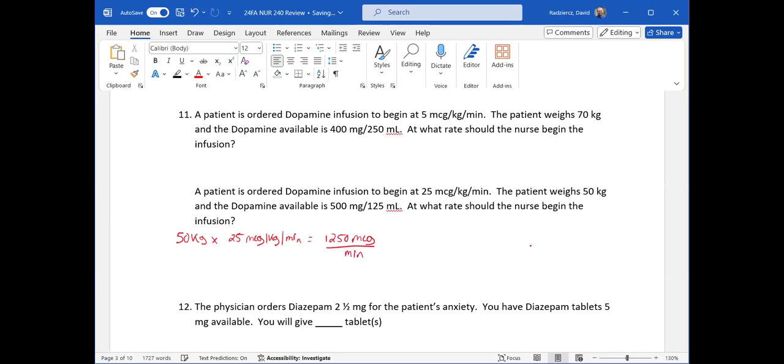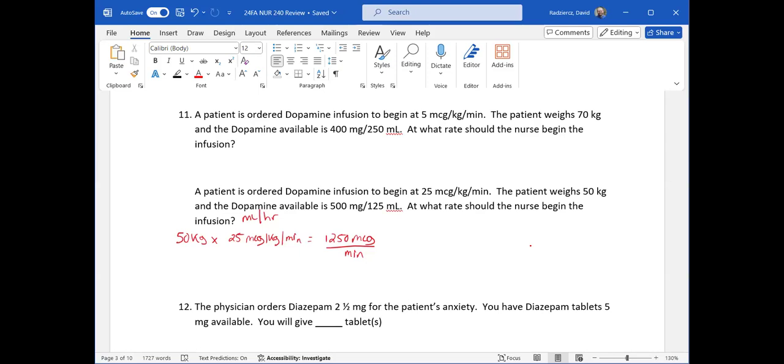Now, my goal is to get to milliliters per hour. Okay. The reason I know that is because it says to calculate the infusion rate. Infusion rate is either going to be milliliters per hour or drops per minute. There's no drop factor mentioned in this, so I'm not going to assume drop factor. So that's how I know to do milliliters per hour. The other thing I have to keep in mind is I have micrograms per minute, and then my available is milligrams per milliliter. So I need to make sure those units are the same. So I have to do some converting.